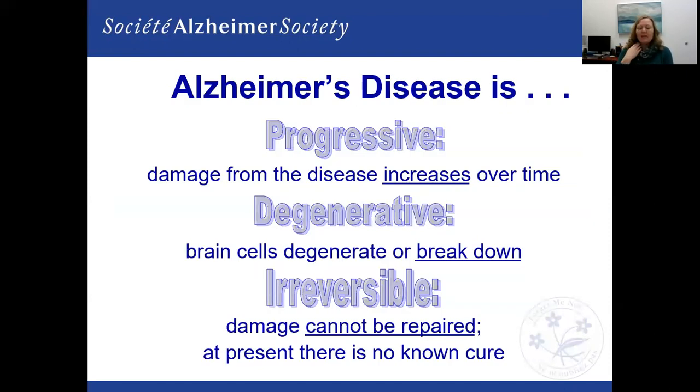As I've mentioned, Alzheimer's disease is a progressive form of dementia as the damage to the brain increases over time. It's considered degenerative because it causes brain cells to degenerate, shrink, or break down. And as more brain cells become damaged and eventually die off, the symptoms of dementia will gradually get worse. And as we noted, Alzheimer's is an irreversible disease because at the present time, there's no known cure, and the damage that has occurred in the brain can't be repaired.